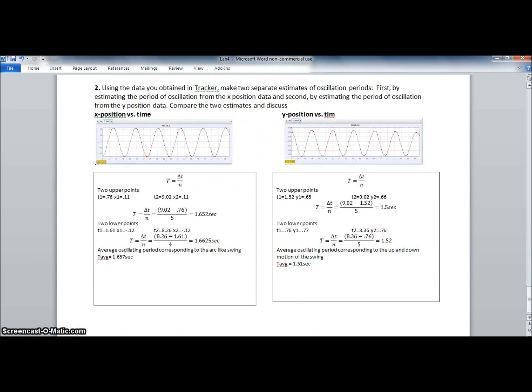The average period for the x direction was found to be 1.657 seconds. The x direction period can be described as the time it takes a mass moving in an arc-like shape to complete one full swing. The average period for the y direction was found to be 1.51 seconds. The y direction period can be described as the time it takes a mass oscillating up and down to complete one full oscillation.